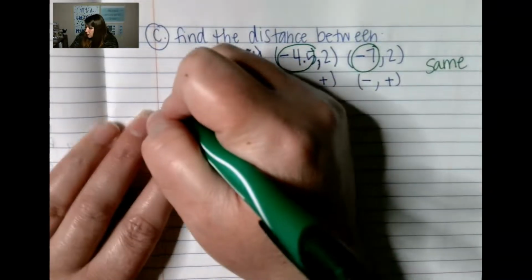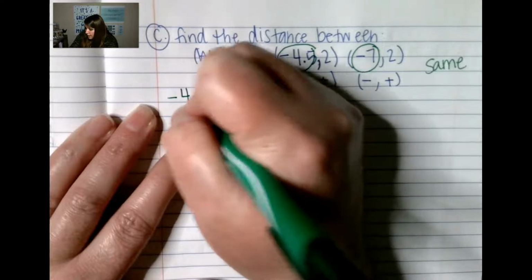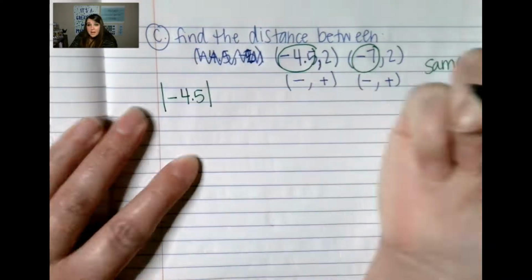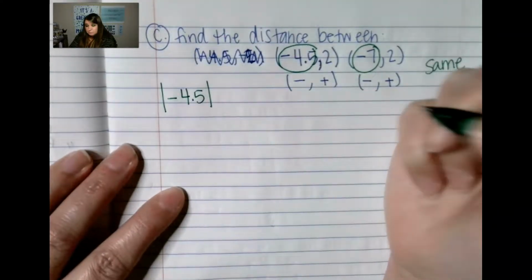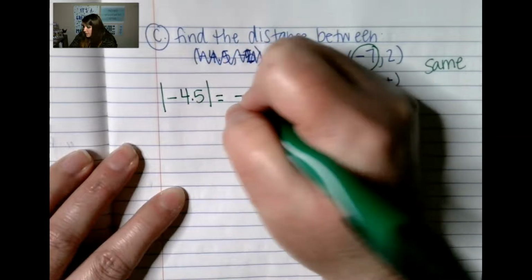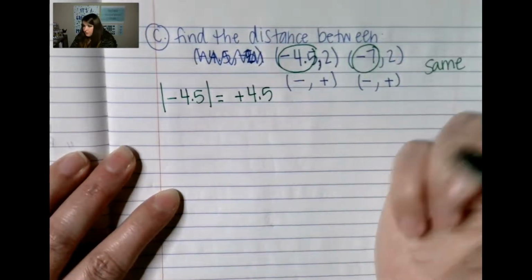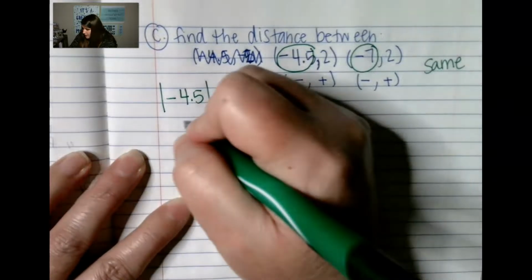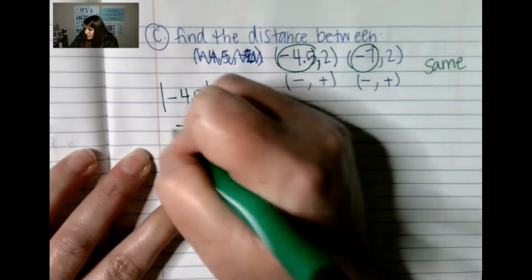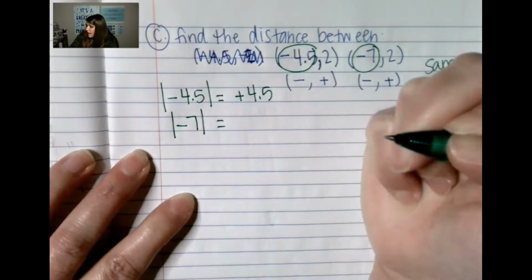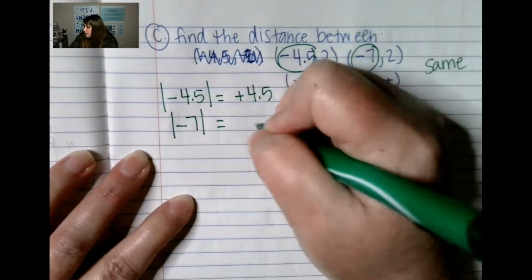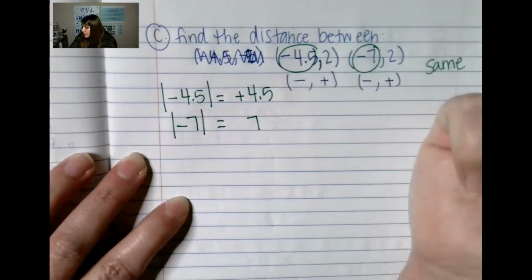Okay, so let's first start out by looking at negative 4.5. We're going to put that into absolute value. And that gives us positive 4.5. Oh my goodness, how many mistakes am I going to make? The next one is negative 7, and we're looking at the absolute value of that. And so the absolute value of that is a positive 7.